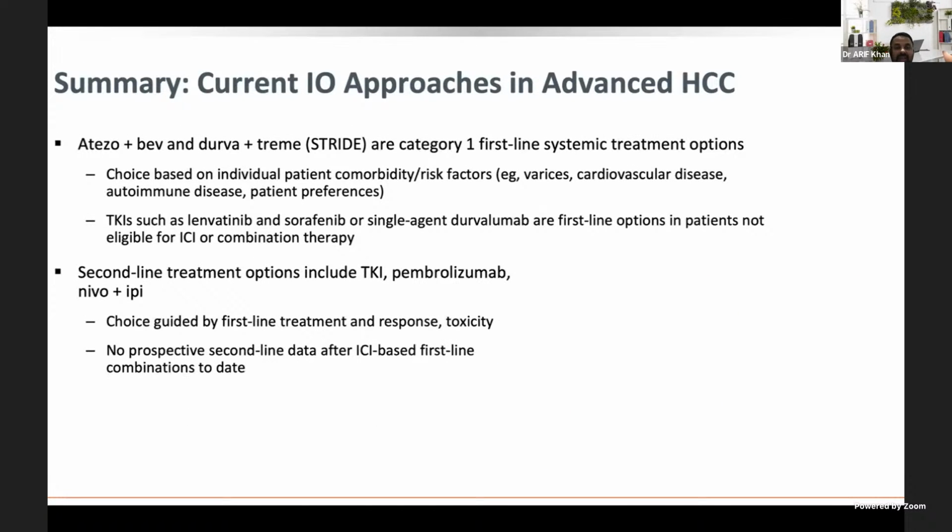So this slide just summarizes the conclusions. The only area where I want to use Durva-Tremi is if the patient has a higher bleeding risk. This is the patient where I would consider Durva or Tremi as the treatment of choice as compared to Atezolizumab. In all the rest of the patients, I would consider Atezolizumab as the treatment of choice.